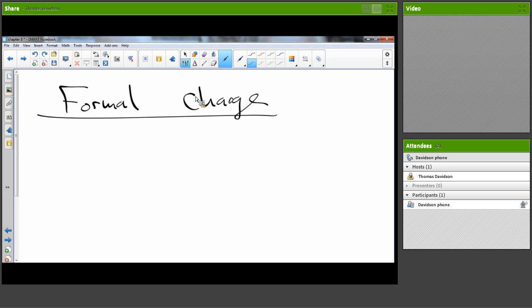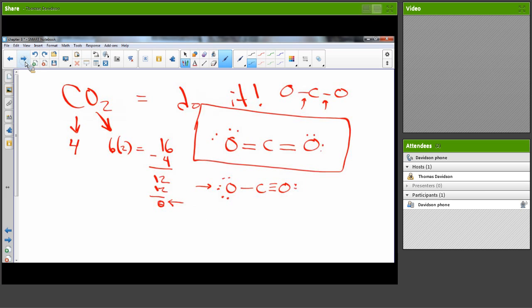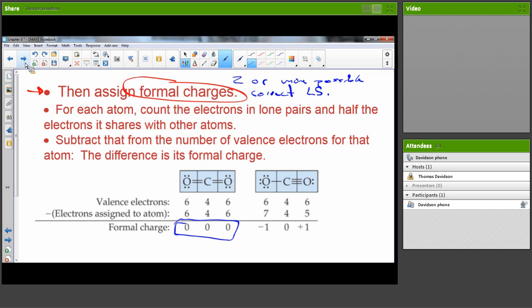Okay, so formal charge will help us decide between two of them that work to know which one is right. And it's this concept right here. All right, and it's really the next step. We did our bonds, then we need to assign formal charges. And this is saying the formal charges you only have to do when there's 2 or more possible correct Lewis structures.